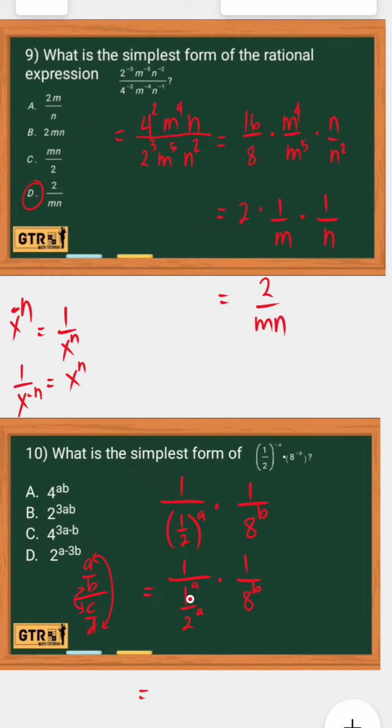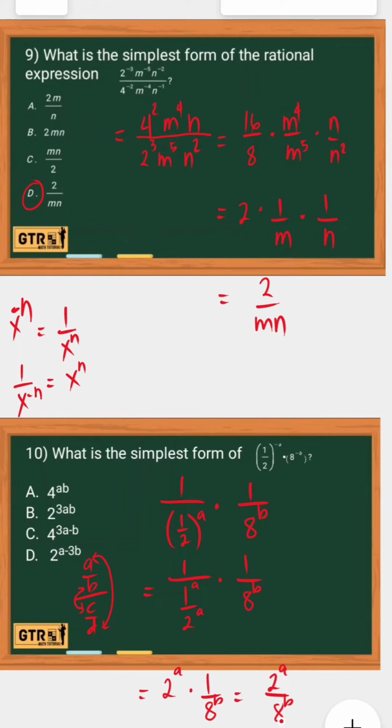Okay? Ang 1 raised to a is still 1. Since any number yan, yung 1 raise natin sa kahit anong number, so ang sagot dyan is 1 pa rin. Okay? So therefore, we have 1 all over 1/2. So yung 2 mapapapunta lang sa taas. So this will become 2 raised to a and then times 1 over 8b. Okay? So pag sinimplify natin, so magiging 2 raised to a over 8b. And then, let us express 8 in terms of 2.